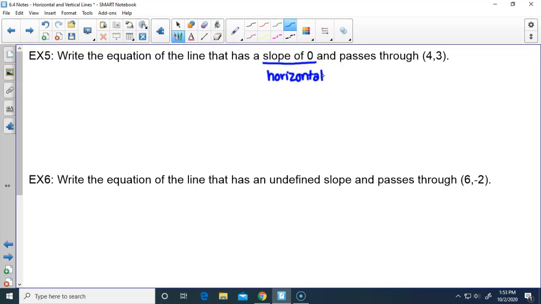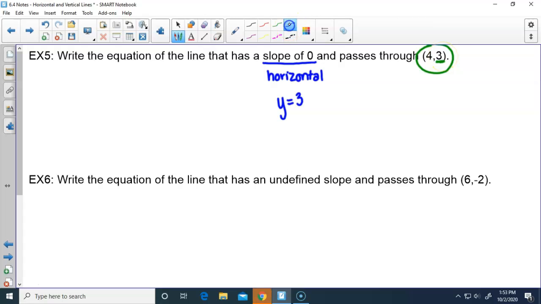So this is going to be a horizontal line. And so remember that horizontal lines are y equals a number. And in this case, we are looking over here at this point, and we're looking at the y coordinate. Because for this graph to go through the point 4, 3, the y coordinate must be 3. So y equals 3 in this case. So if you're writing the equation of a horizontal line, you're going to look at the point that your equation is going through, and you're going to give the y coordinate.